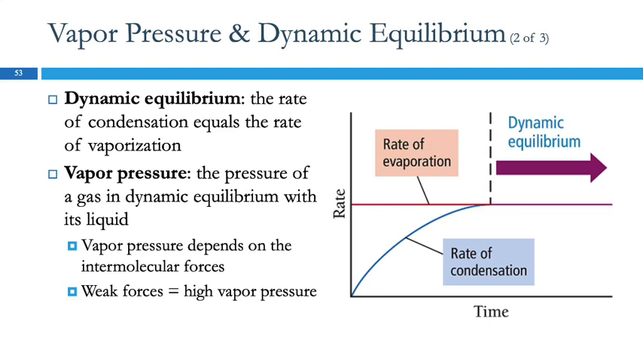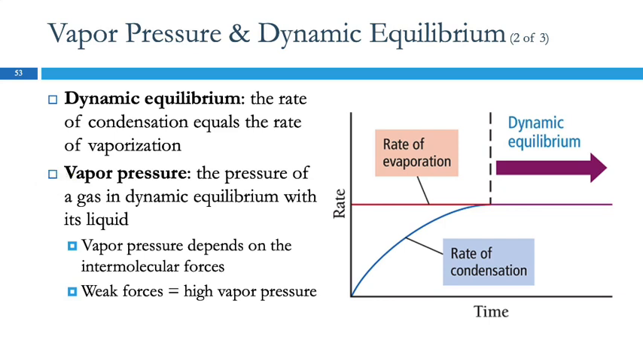It's not a static system though, because we still have things evaporating and condensing. So it's a constant changeover of what molecules are there. But the number of them is the same, and that's called a dynamic equilibrium. So the partial pressure of the gas in that dynamic equilibrium is called the vapor pressure.